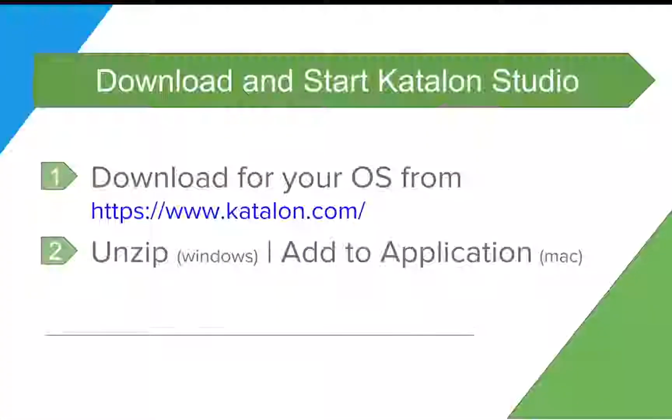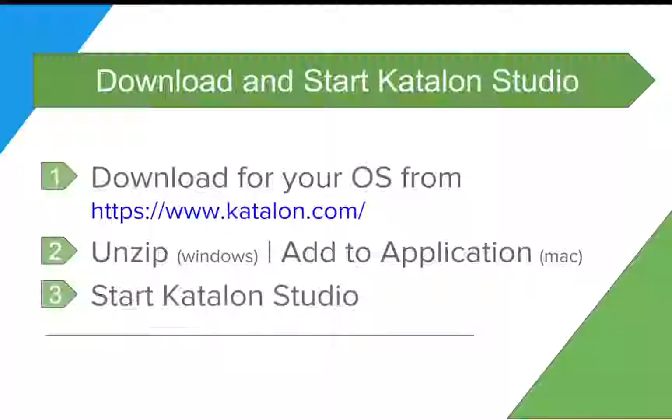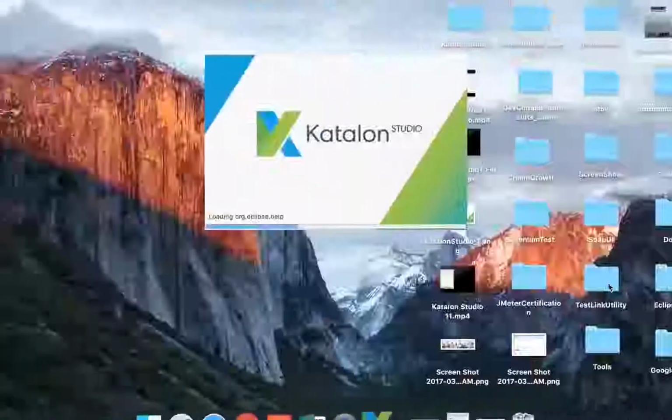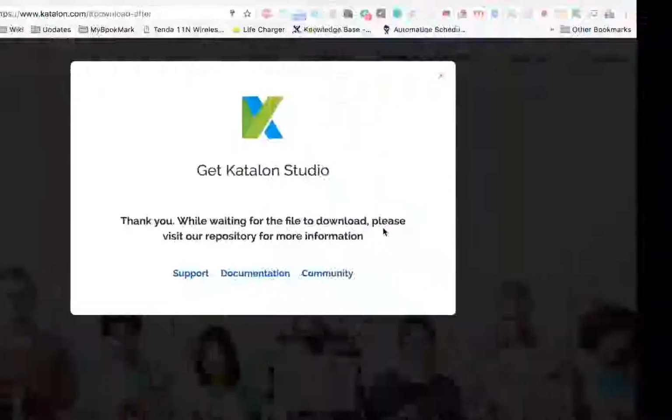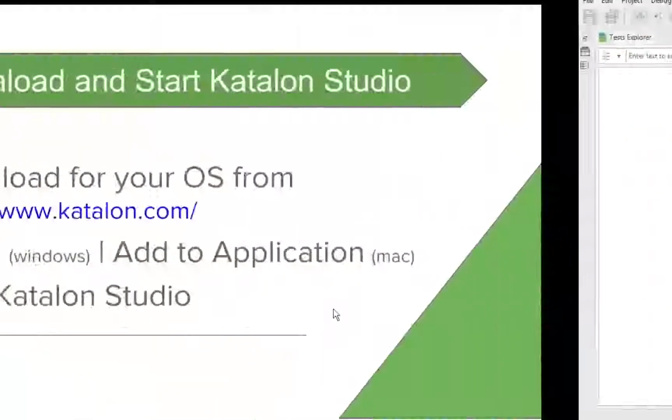So this is what we have already done. In case you are on Windows, you will unzip and then you will have a folder where you will have katalon.exe that you can click to start Katalon Studio. In case you are on Mac, you have to add it to your applications by double clicking the .dmg file and add to the applications folder, and then you have to start Katalon Studio. So it is starting Katalon on Mac, and on the Windows it is already started.